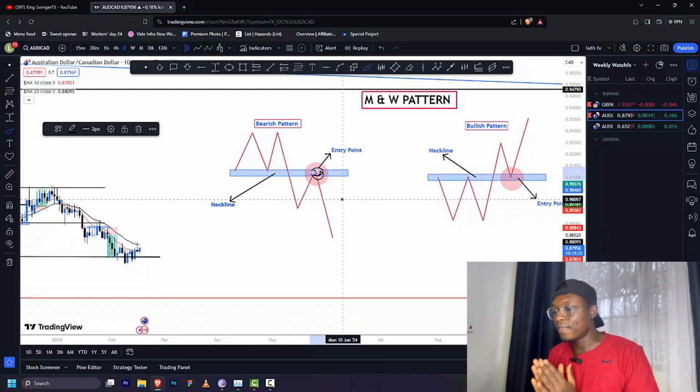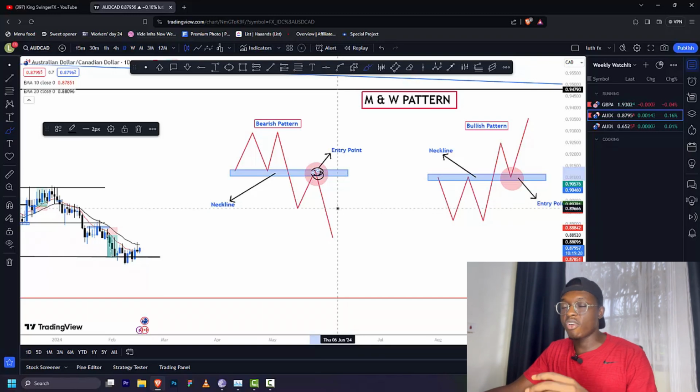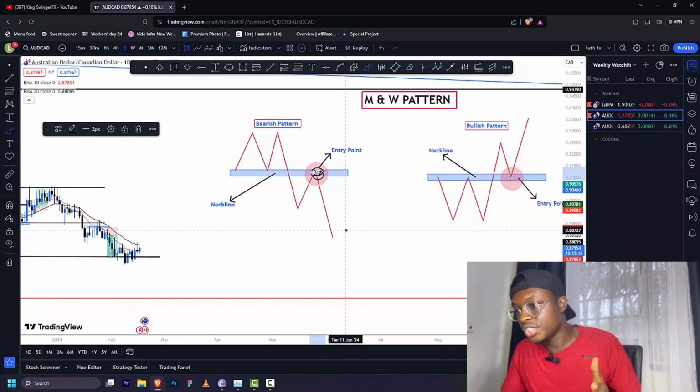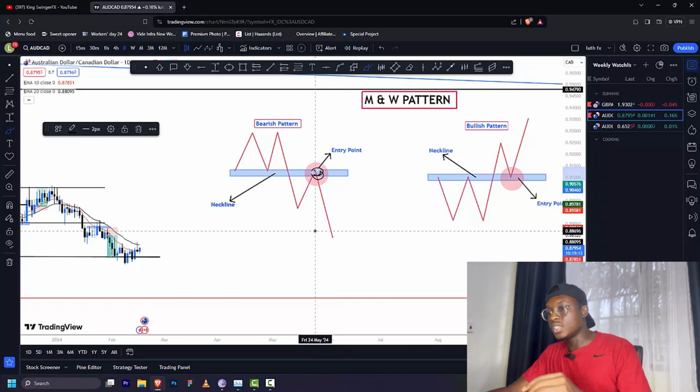This pattern is effective. But because I'm a swing trader, I like spotting this pattern on the daily time frame, and I go to a 4-hour to make my entry. I hope you guys are understanding what I'm teaching here. If you have any question, don't hesitate to leave it in the comment section.